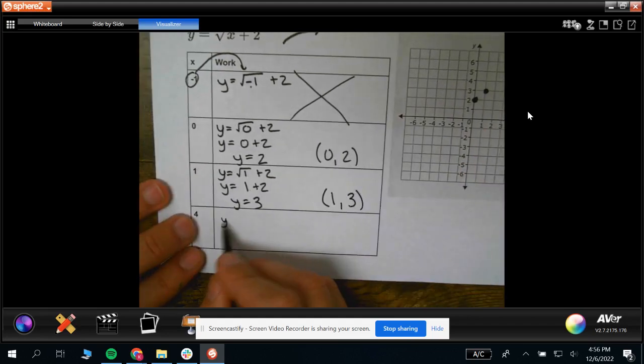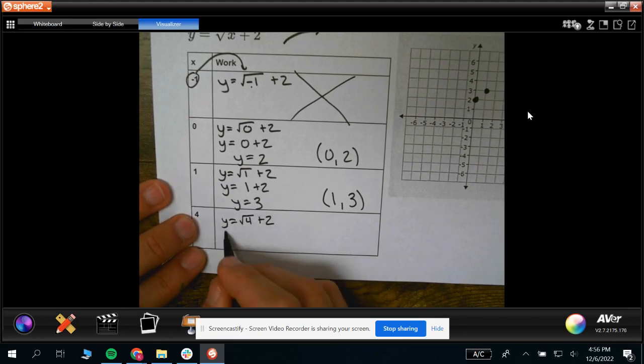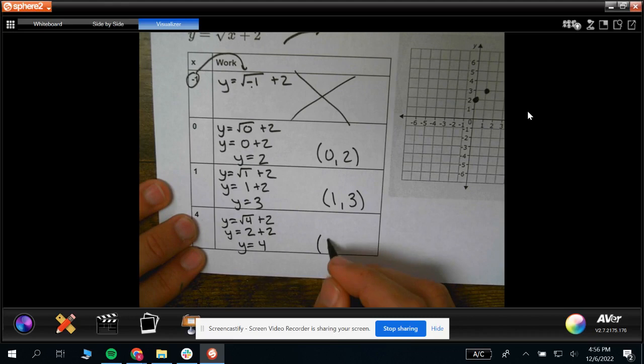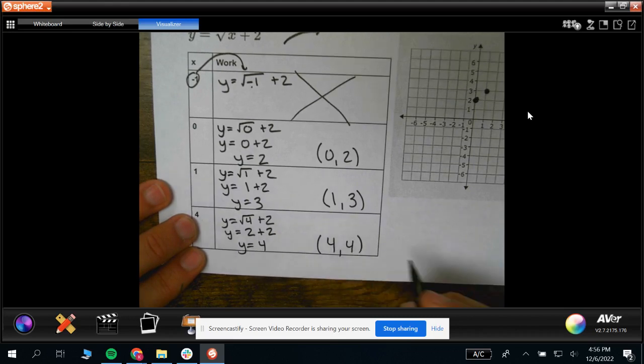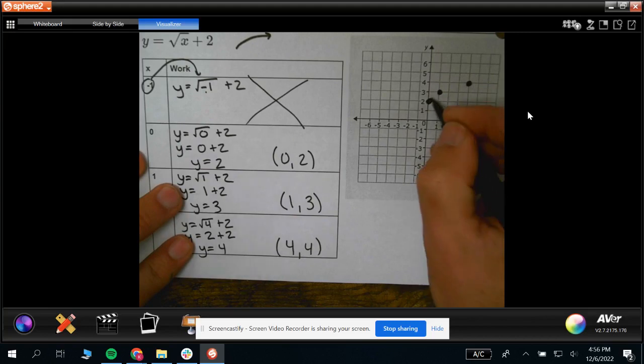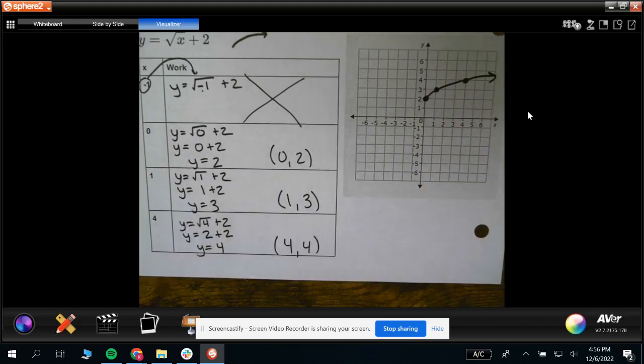And for this one, y equals the square root of 4 plus 2. Well, what's the square root of 4? What number times itself equals 4? That would be 2. 2 plus 2. So y equals 4. So our point is 4, comma 4. So if we go to plot that, 4, comma 4. Connect the dots, and there's that shape we wanted to see.